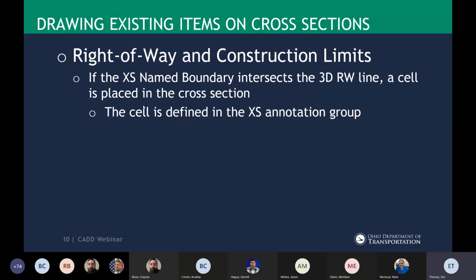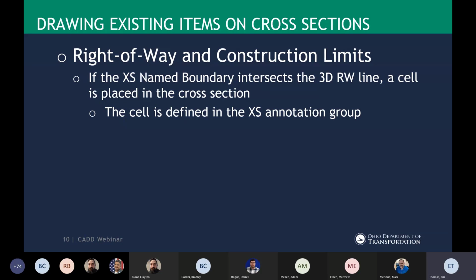I guess I'm getting ahead of myself here. So anyway, it tells you that when the name boundary intersects that 3D line, then it's going to place a cell, and the cell's defined in our annotation group. So the next video kind of digs a little bit into the annotation group.